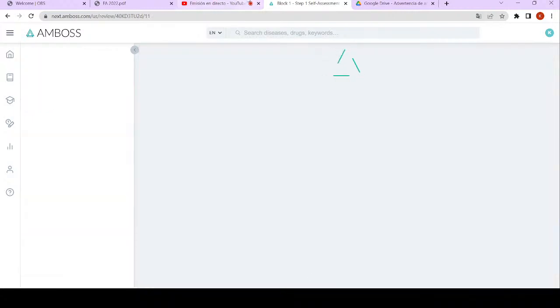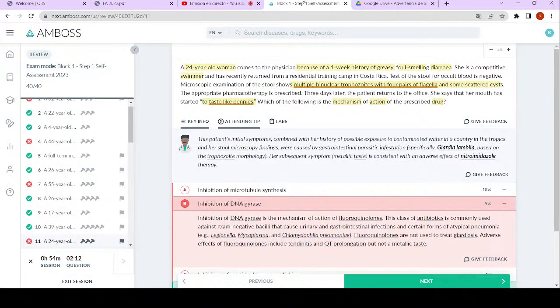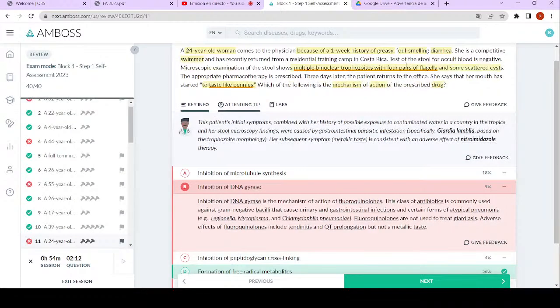Next. A 24 year old woman comes to the physician because of a 1 week history of greasy, foul smelling diarrhea. She's a swimmer, Costa Rica, stool test for blood negative, multiple binucleate trophozoites with 4 pairs of flagella and some scattered cysts.